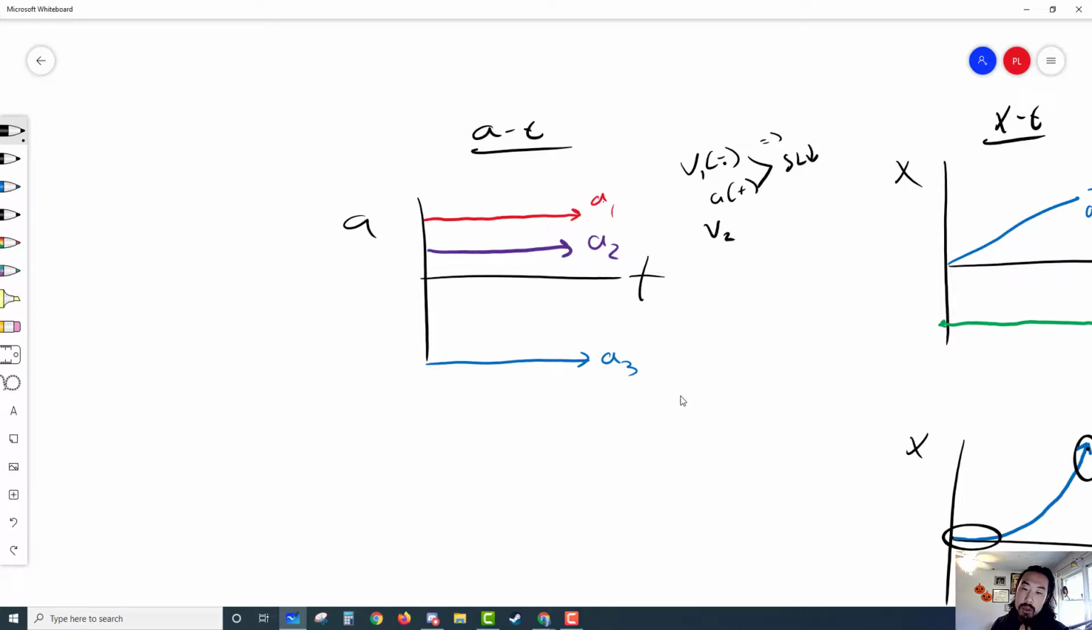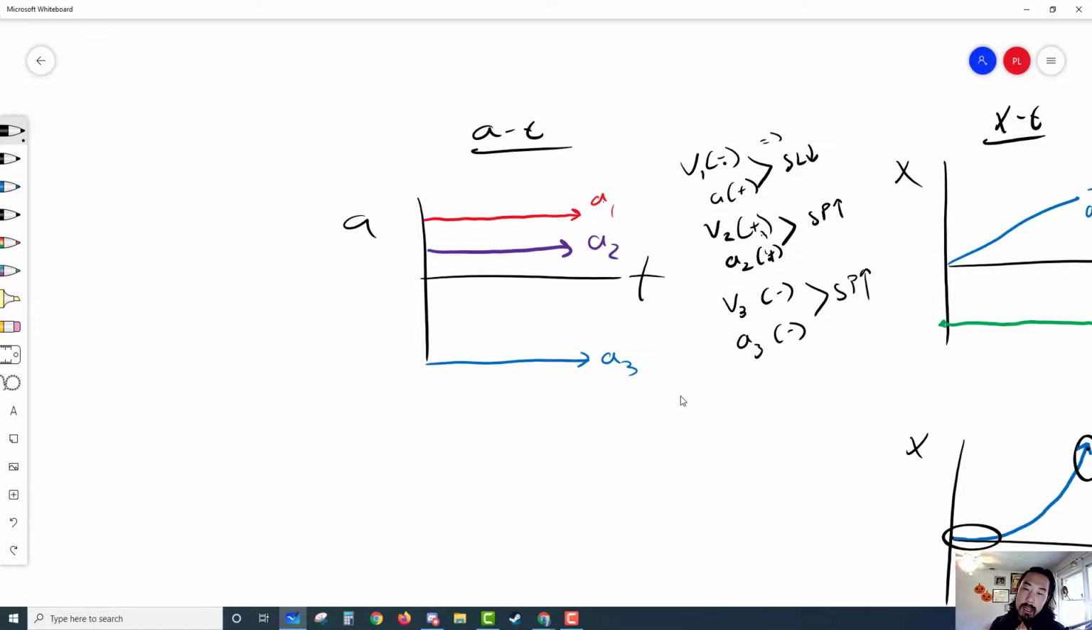Compared to V2, let's say V2 has a positive velocity. The problem tells you that it's a positive velocity, and we see here that A2 is also positive. We can say that the object is speeding up, because the two signs are the same. And if we take a look at V3, let's say V3 has a negative velocity and A3 is negative, because it's down here. We can say that it's speeding up. A3 is speeding up.